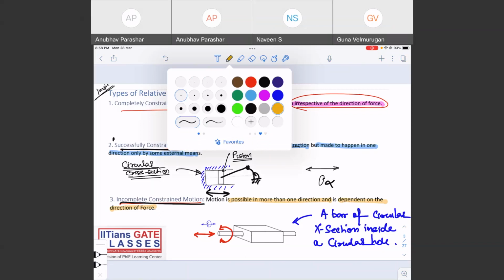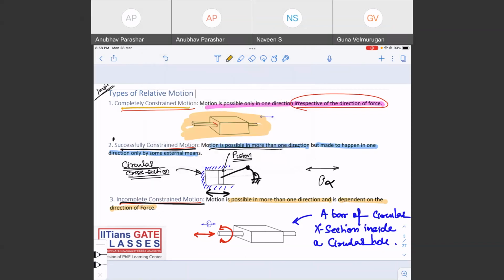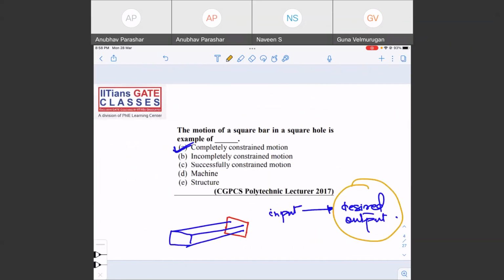So that is not something which we want in machines, right? So the first two, that is completely constrained motion, because motion is possible only in one direction. If you use mechanisms in which motion is possible only in one direction, right? Then definitely you are going to have a desired output. Similarly, successfully constrained motion will also do. Initially it was incomplete constraint, but by some means we have converted it into constrained motion. So this is what we want, this or this.